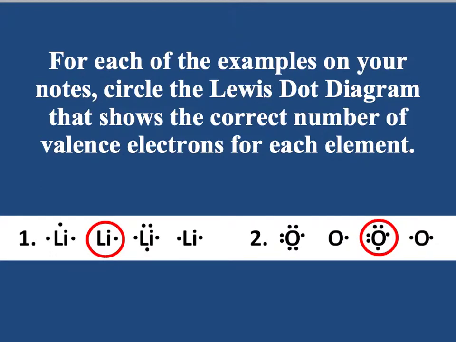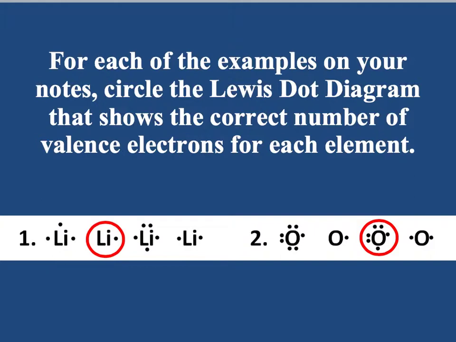Now on the back of your example, I want you to circle which ones have the correct number of valence electrons for each of the elements given. So here the example is lithium. Lithium should only have 1 valence electron, so this would be the correct Lewis dot structure.